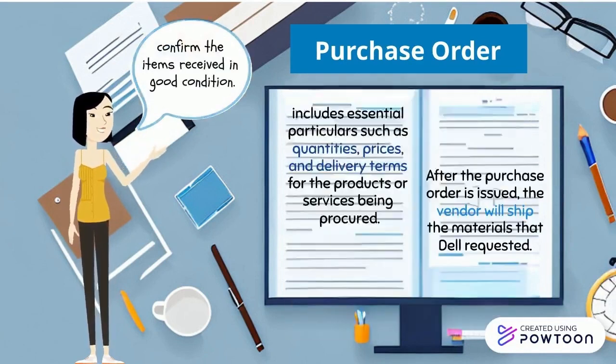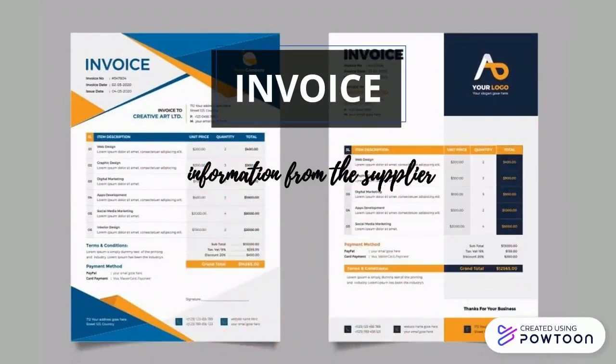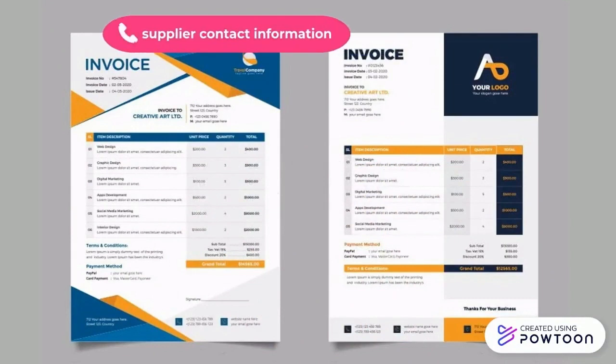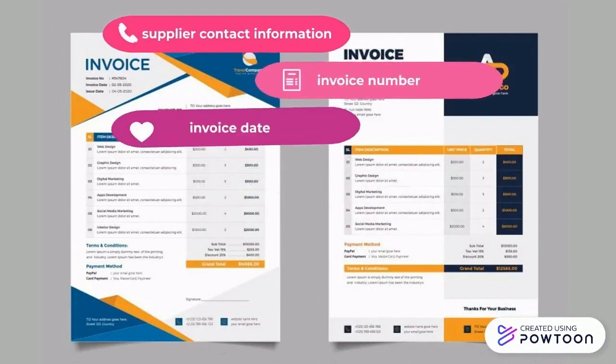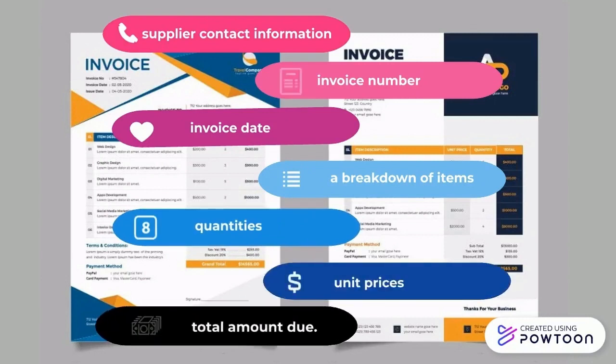Subsequently, an invoice is generated, including information from the supplier. The invoice typically includes details such as supplier contact information, invoice number, invoice date, a breakdown of items or services provided, quantities, unit prices, and the total amount due.